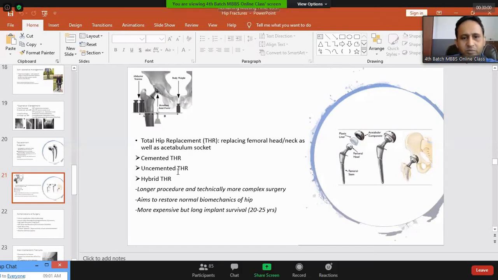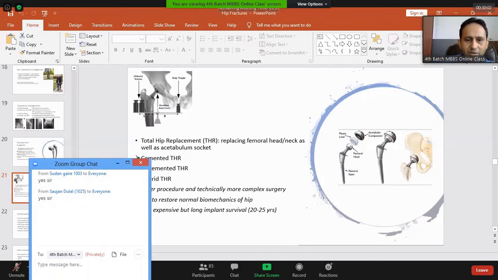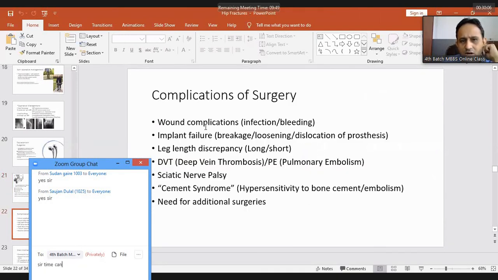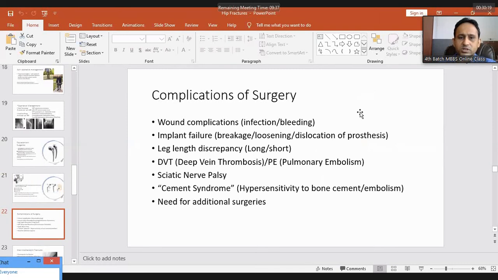So total hip is basically cemented, uncemented, or hybrid. Complications can occur, from simple complications as with any surgery, like infection of the wound, bleeding complications, implant failure, such as breakage of the implant, loosening, dislocation of the prosthesis.